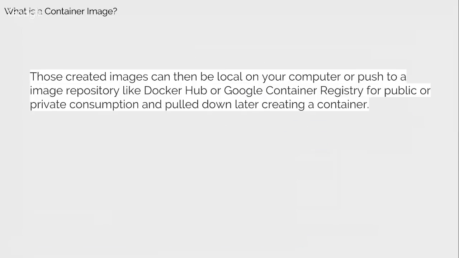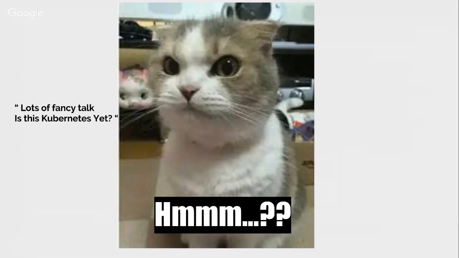Right? So once you have those images, you can either have them locally on your machine, or you can push them up to Docker Hub or Google Container Registry, for your own use, for public use, whatever the case may be. And then you can pull those images down to use them to build your containers.